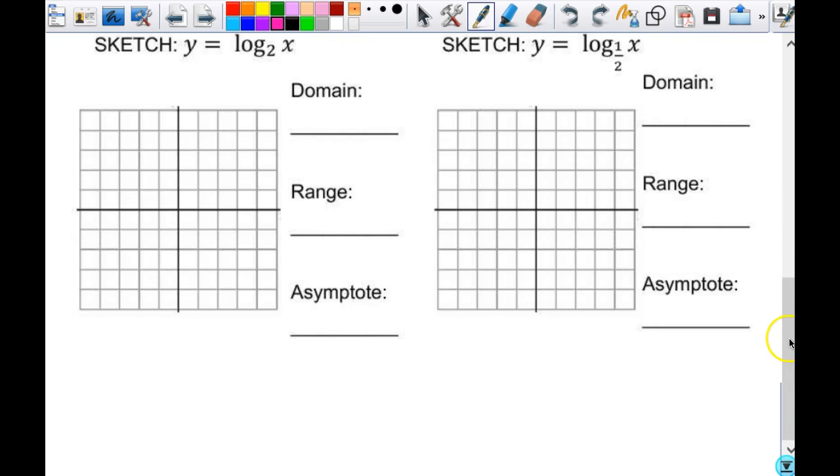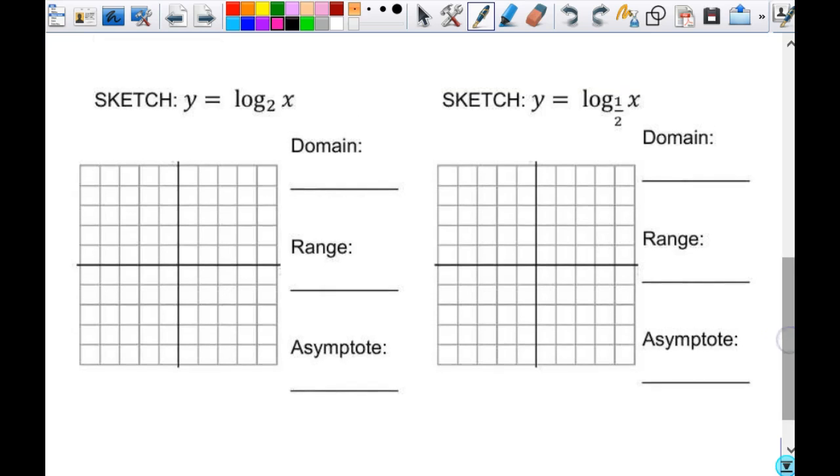Let's think about this. If we're going to sketch this, this is the inverse of 2 to the y equals 2 to the x, right? Because if I was to rewrite this, this would be 2 to the y equals x, yes? And I could just substitute x for y and y for x. So when I get that, that means that this is just the reflection in the line y equals x of that first graph that you have up there.